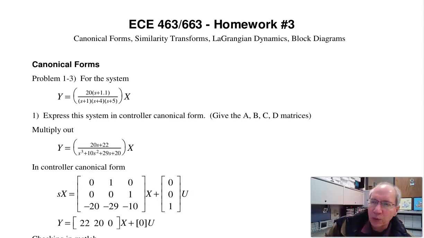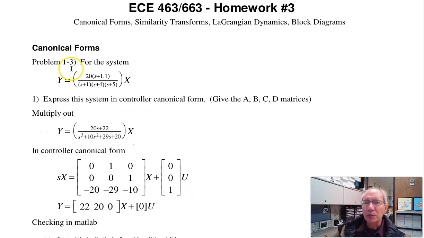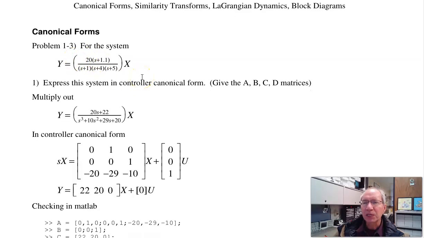Here are solutions to homework set number 3 for ECE 463-663 Modern Controls. This homework set looks at canonical forms, similarity transforms, and Lagrangian dynamics. The first problem is, here's the transfer function between x and y. Express it in controller canonical form.